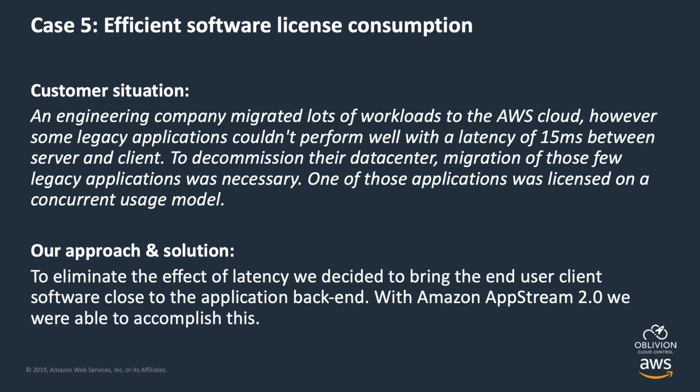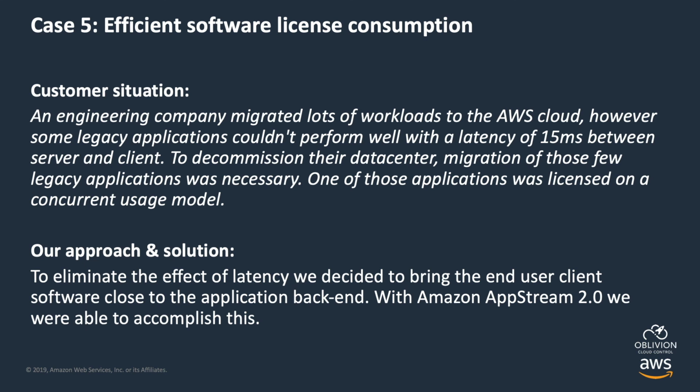One of the additional challenges there was that one of those applications was licensed on a concurrent usage model, so you want to control who has access to it, who is running it, at what time. With Amazon AppStream, we were able to meet the needs of this customer by setting it up in such a way that the server, which is in the Amazon cloud, is very close to the workstation because that's also in the Amazon cloud. So both are very close together, very short latency, providing a very good user performance.